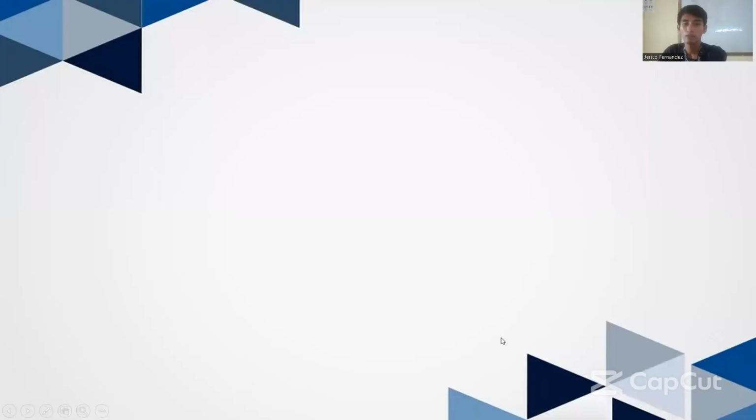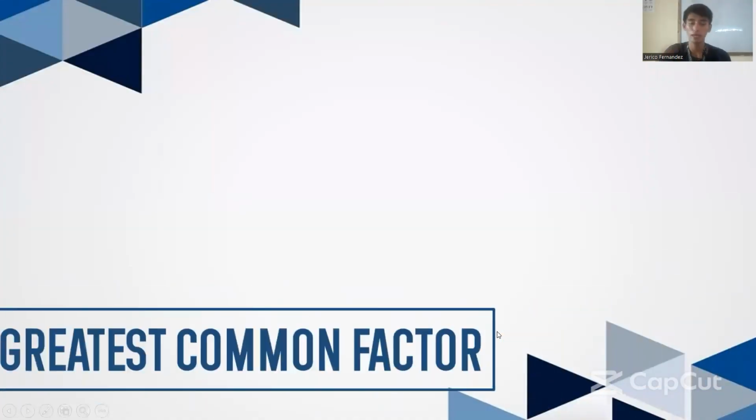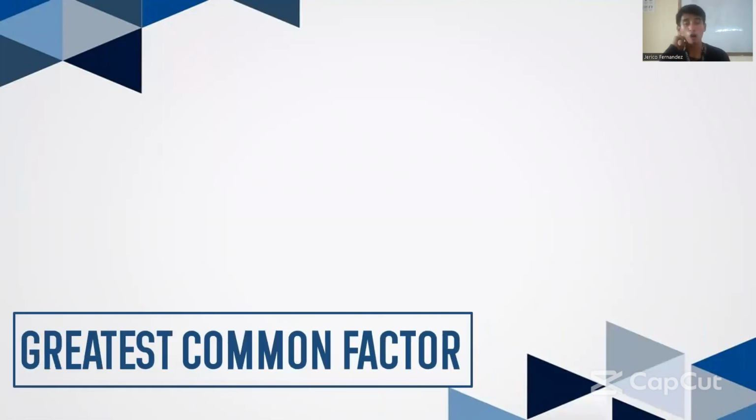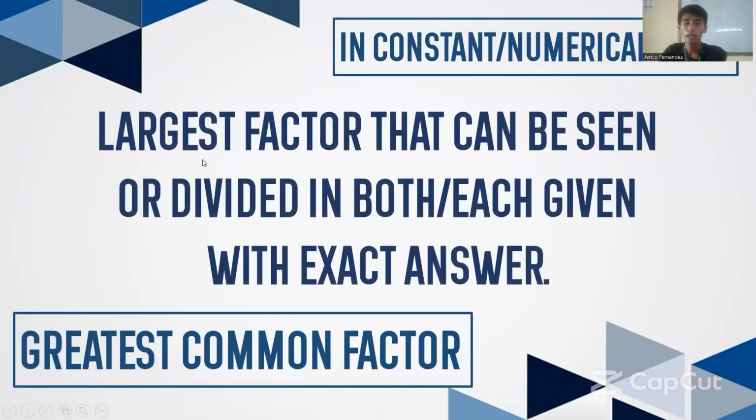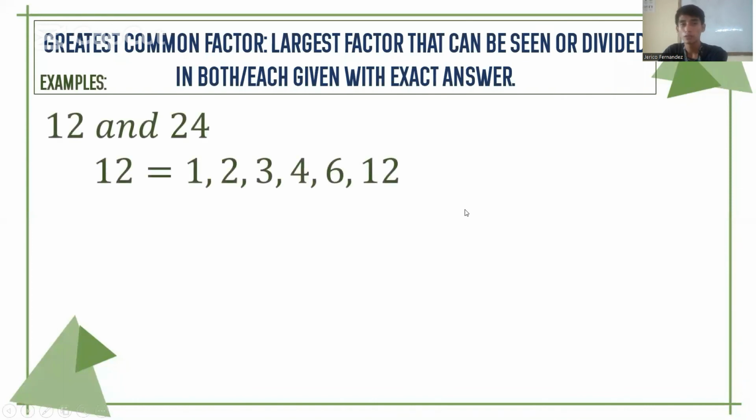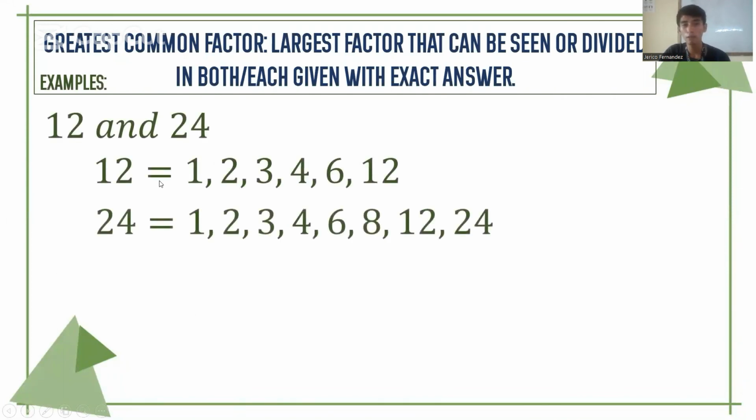Okay? Now, we are going to get the greatest common factor or yung pinakamalaking factor na pareho sa kanila. In constant or numerical value, the largest factor that can be seen or divided in both or each given with exact answer. Yung pinakamalaki. So dito, 12 and 24, alin yung pinakamalaking factor na pareho sa kanila? We have 12. So 12 is the greatest common factor of 12 and 24.